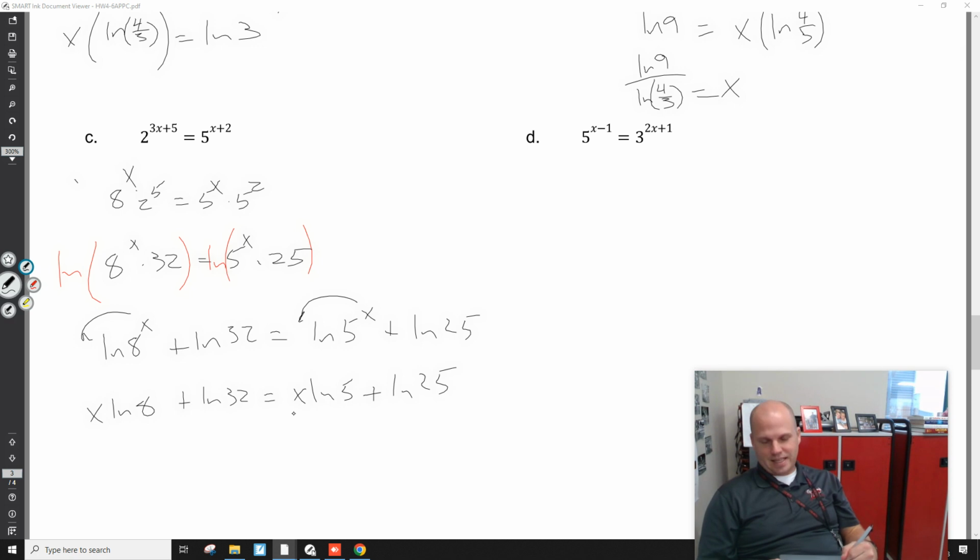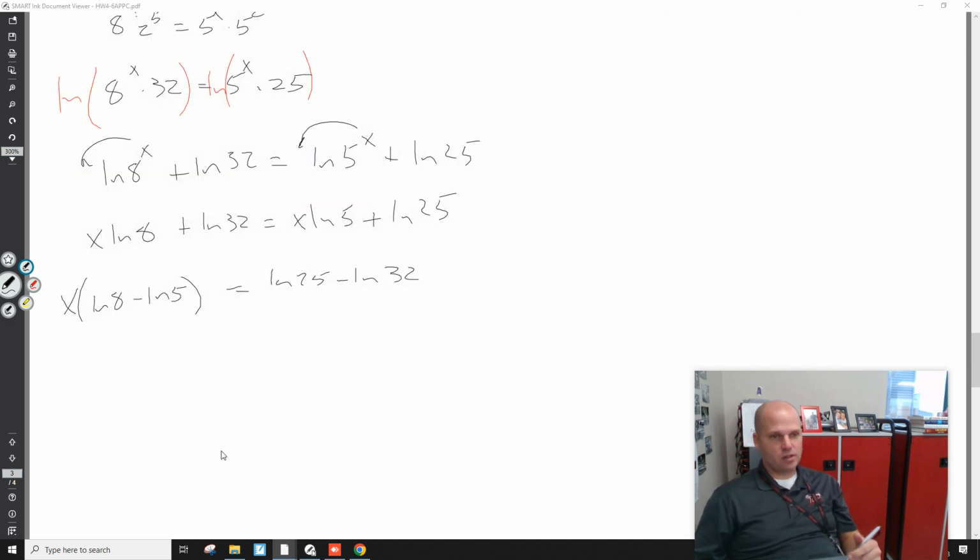I'm going to subtract x log 5s from both sides. So I have x log 8 minus log 5. I have log 8 minus log 5 x's. I have log 25 minus log 32 natural logs. I end up with my answer log 25 over 32 over log 8 over 5.